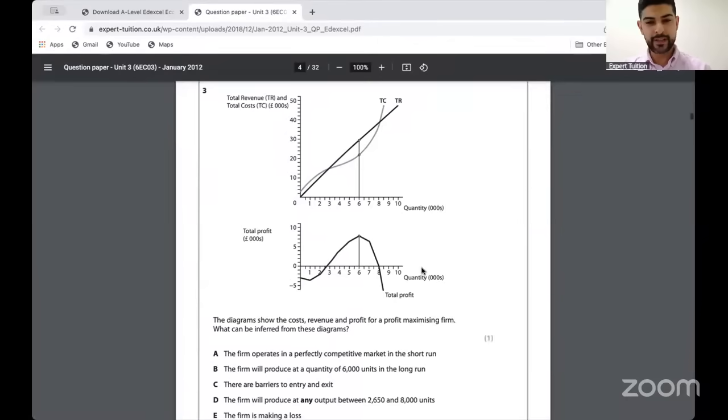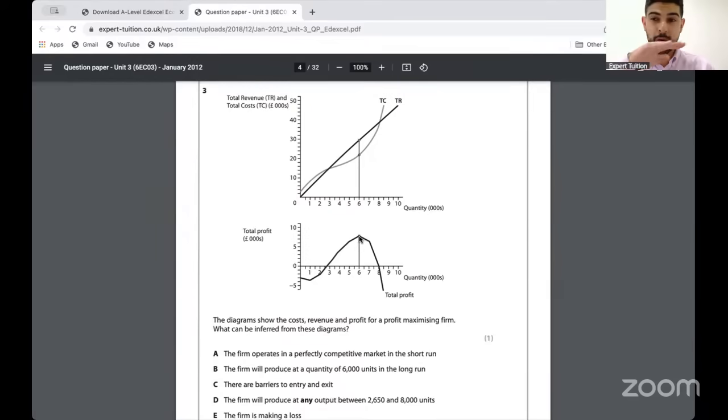So if you look at the data, it shows the firm operates in a perfectly competitive market in the short run. Now, it's a bit lame because it is the answer, but can I explain why? Because if they're maximizing profit, as you can clearly tell they are, because they're operating at the biggest gap between TR and TC, yeah? Well, at that level of output of 6,000 units, can you guys see that they're making profit? In other words, they're making supernormal profit.